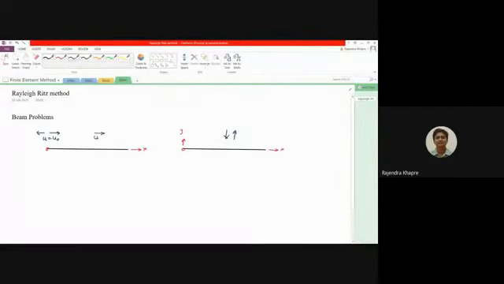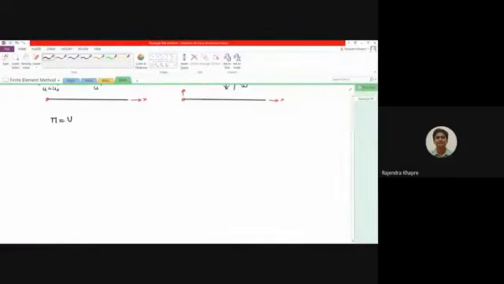Just to avoid the confusion, we call this deformation which is perpendicular to the x-axis by a symbol w. Whenever the deformation is parallel to the x-axis, we generally go for the symbol u. So this is the main difference between beams and bars. Now coming to the potential energy equation. In case of both beams and bars, your total potential energy pi will be the summation of strain energy plus the work done.